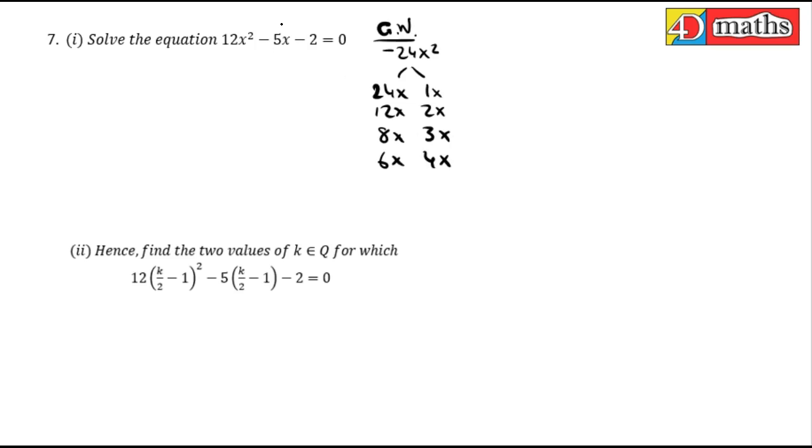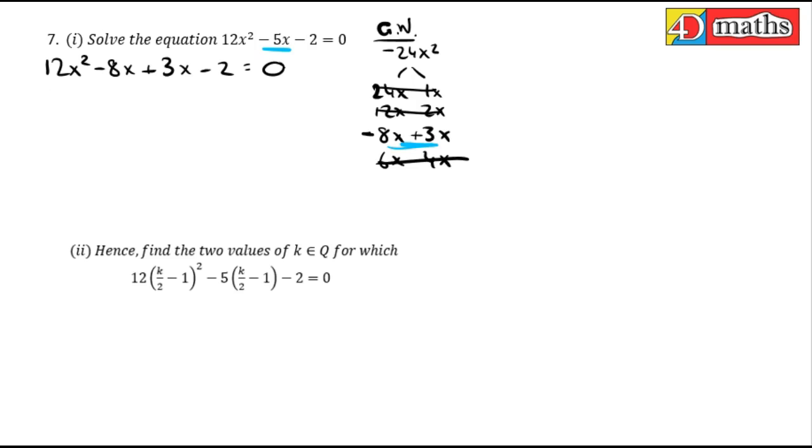Okay, and I have to figure out which one will, added together, make minus 5. Definitely those two won't. That won't either. So this is the one. Now because it's a minus, one has to be a plus and one has to be a minus. And if it's a minus 5x, it's a minus 8 plus 3. So just to show you, that has been replaced by that. So it's 12x squared minus 8x plus 3x minus 2 equals 0.